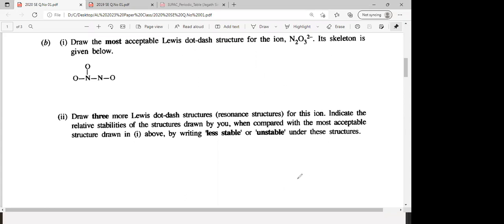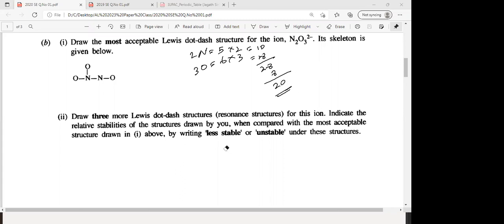Now, if you want, I'll start from the basics. Let's see the total electrons in the system. Nitrogen valence shell, 5 electrons. Oxygen valence shell, 6 electrons. How many oxygens here? 3, so 6 into 3. Nitrogen, 2 nitrogens, therefore 5 into 2. Then you get the total 10 here and 18, then you get 28. Minus, how many bonds here? 1, 2, 3, 4. 4 bonds means 8. Then you get 20 electrons.